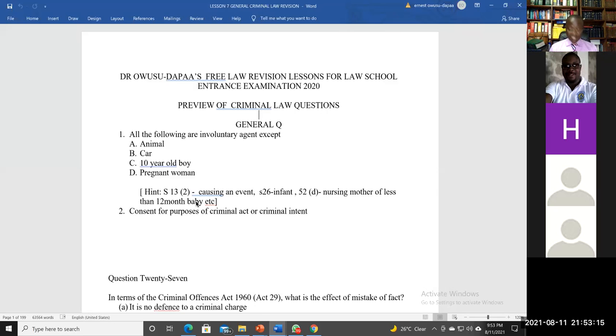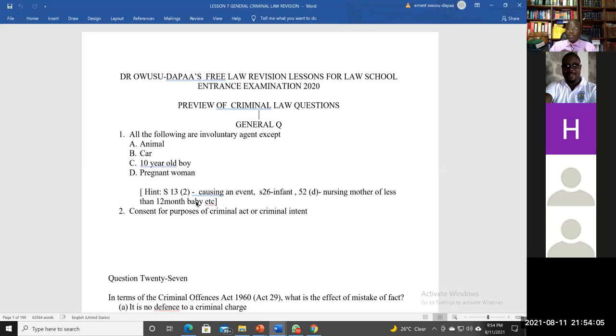If we look at section 13, subsection 2, quote, for the purposes of subsection 1, involuntary agent means an animal or any other thing, and also a person who is exempted from liability to punishment for causing the event by reason of infancy or insanity or otherwise under a provision of this Act. So we have been given the range of those who are considered involuntary agents. An animal or an inanimate thing is an involuntary agent.